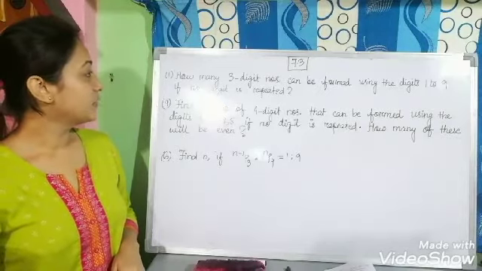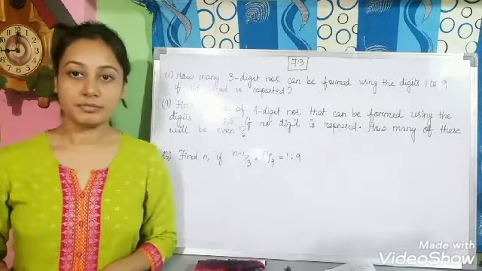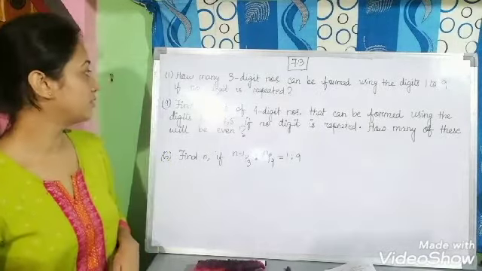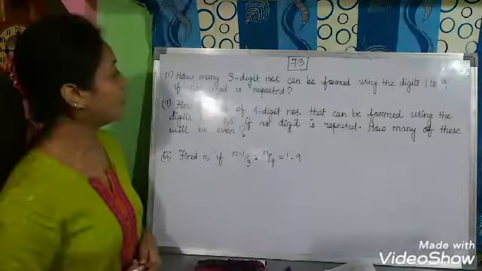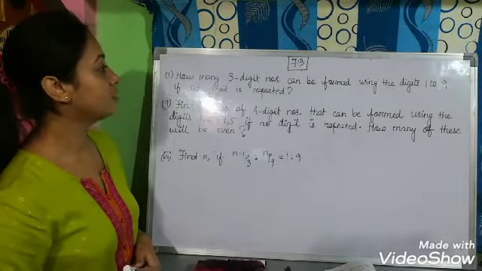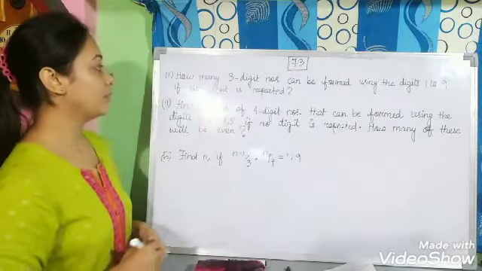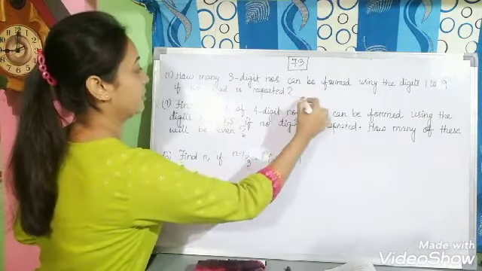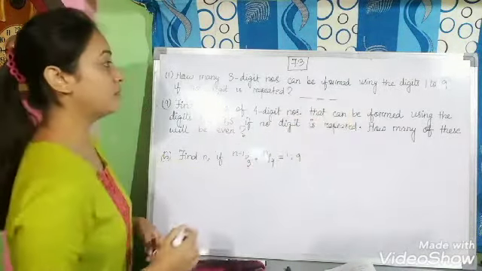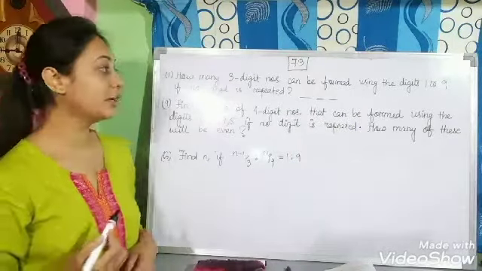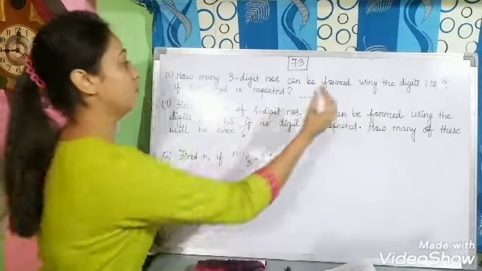Now in exercise 7.3, the first 4 questions can be done by using the fundamental principle of counting itself. So let's do it. The first question is, how many 3-digit numbers can be formed using the digits 1 to 9 if no digit is repeated? We have done such type of question yesterday. You are asked to form 3-digit numbers using the digits 1 to 9. So 1 to 9 total, how many digits are there? 9 digits. No digit is repeated.